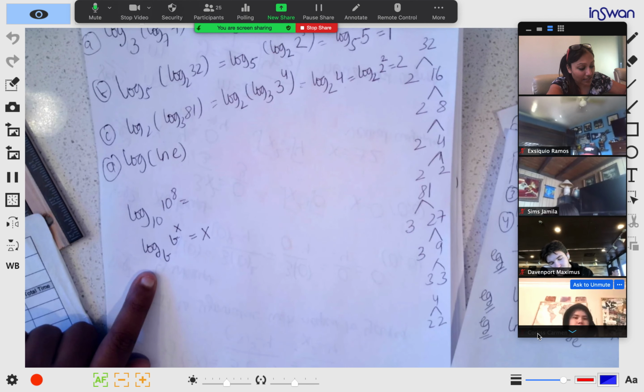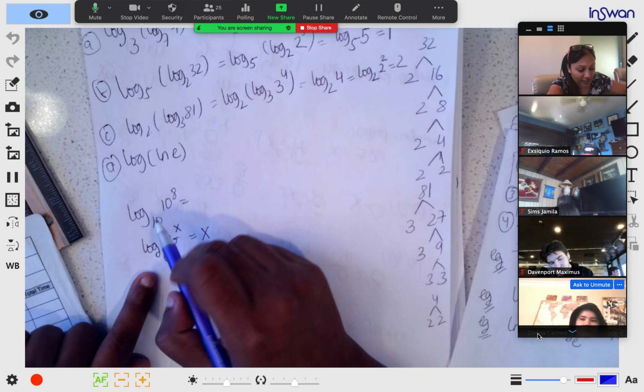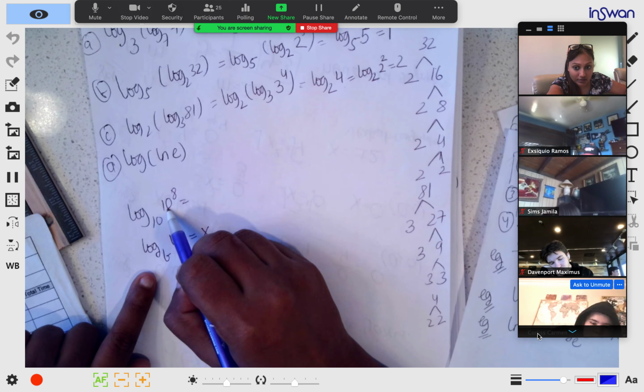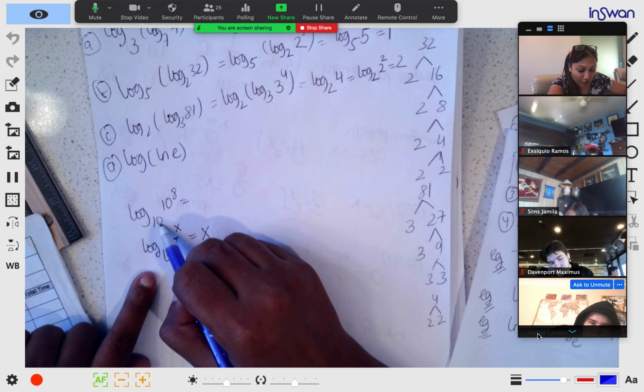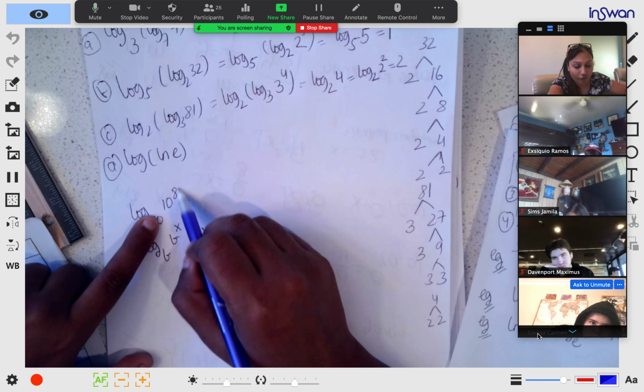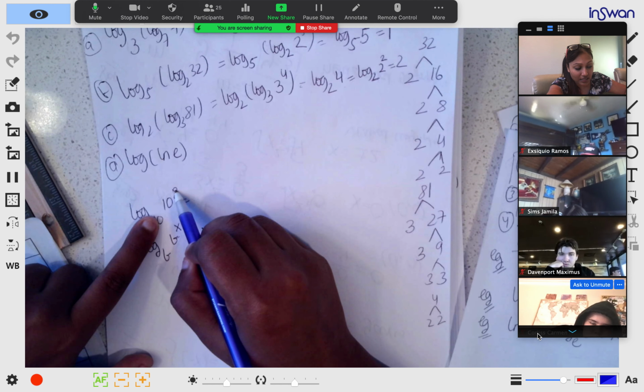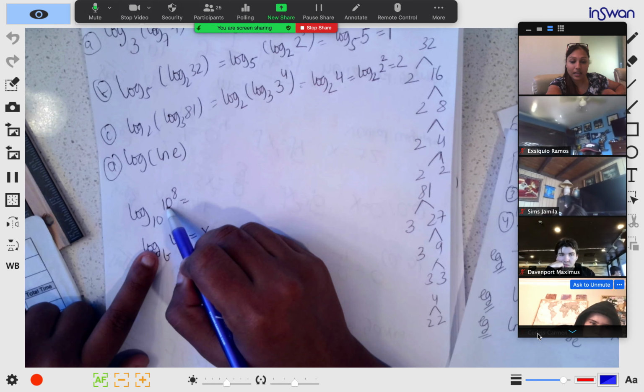In this case, my base and these two are exactly the same. Here I have log base 10, and then here I have an exponential function with base 10 to the power of 8. They're exactly the same, so they cancel, and you're left with 8.